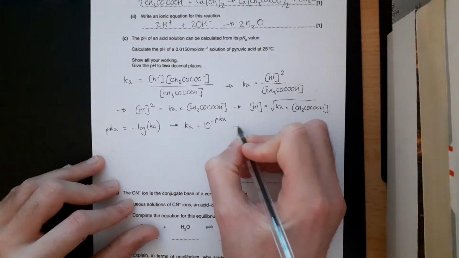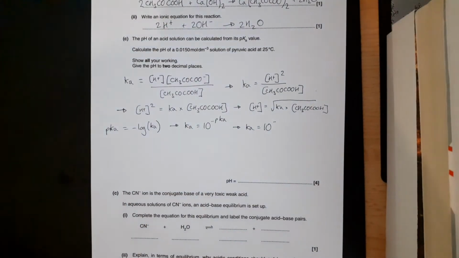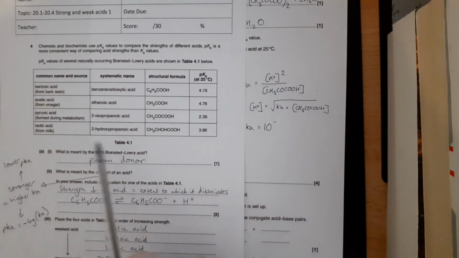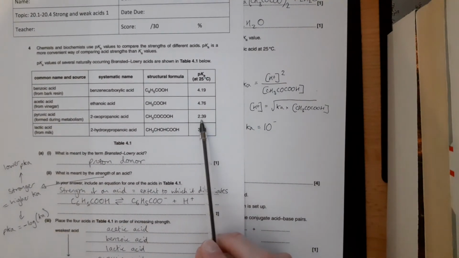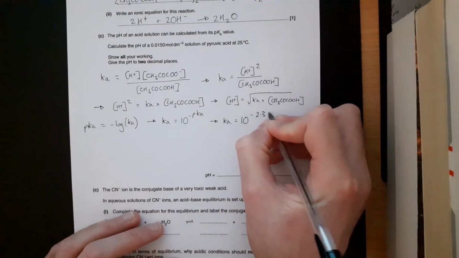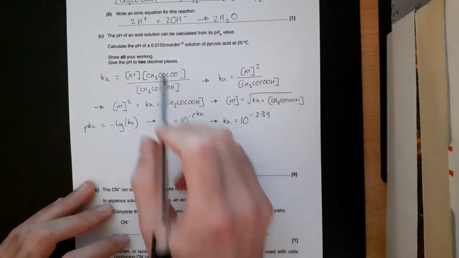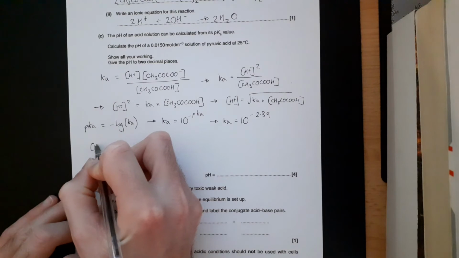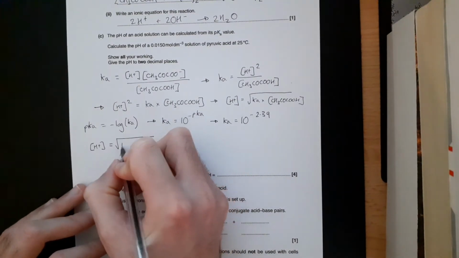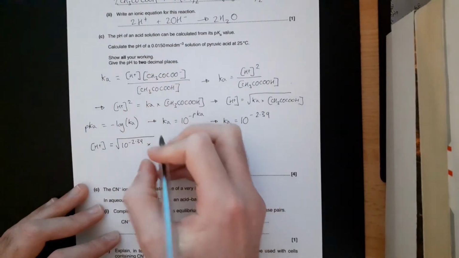So in this case, Ka is going to be 10 to the power of minus, we go back to our data, what is it? Pyruvic acid. Its pKa is 2.39. So the Ka is going to be 10 to the power of minus 2.39. And the concentration they've given us here. So the H plus concentration is going to be the square root of 10 to the power of minus 2.39 times 0.015.